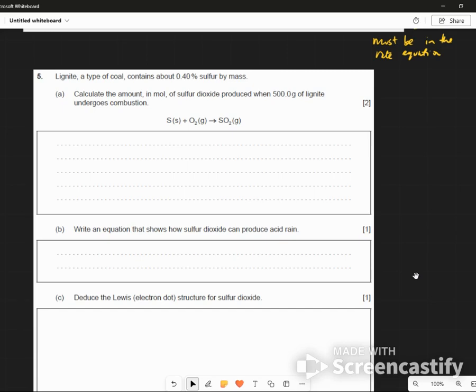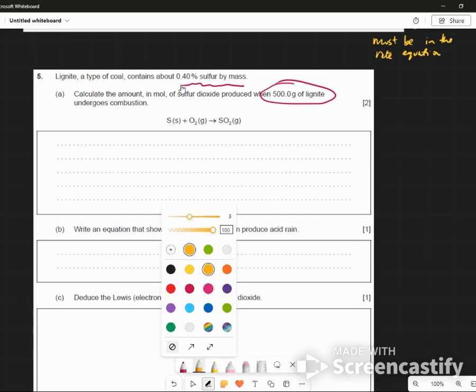Oh, you know what? I don't know about you, but I don't like these because they're trying to kill us, aren't they? Can you see the nasty bit? This is the nasty bit because it's not all sulfur. Only 0.4% of lignite is sulfur. So if we've got 500 grams of lignite, how much is sulfur? That's the thing, the annoying thing here. They're trying to mess us around. So this is what I would do.